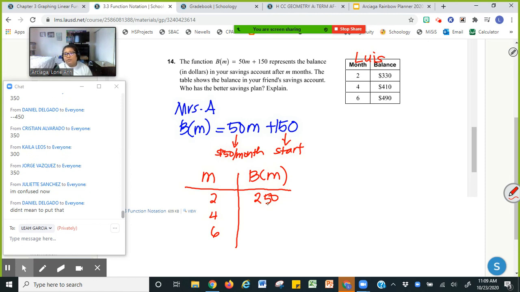So if after 2 months I have 250 and then I save for another 2 months, remember it's not 50 for 2 months. It's $350 per month? That means Kayla is right. Very good. And Christian also. And George also. Because every 2 months you save 100. Because every month you save 50.